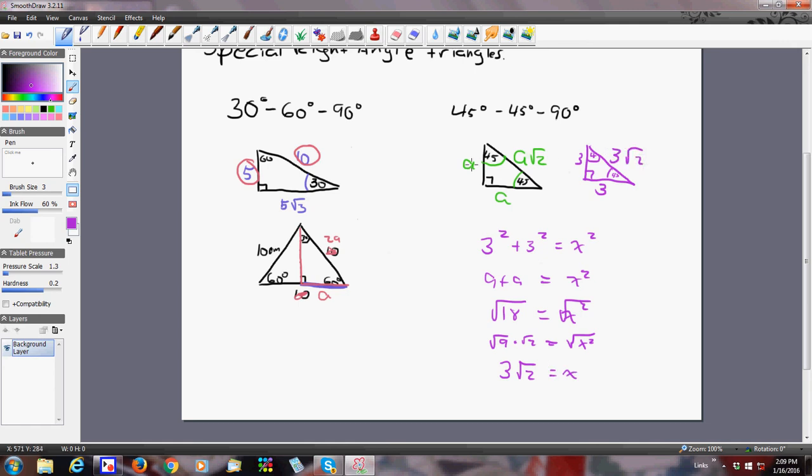And once again, take a look. If A is 3, then this is 3, then this is 3 radical 2. If this was 5, that would be 5, that would be 5 radical 2. If this happened to be radical 2, this would be radical 2, this would be radical 2 radical 2, which is radical 4, which is 2.